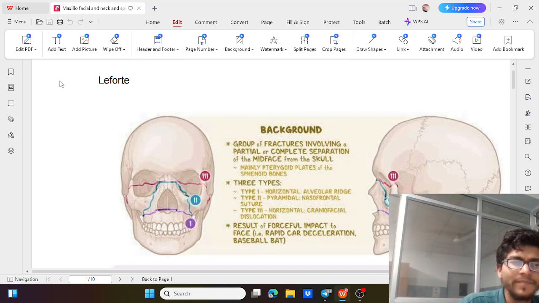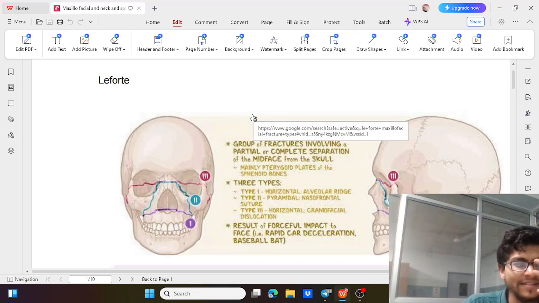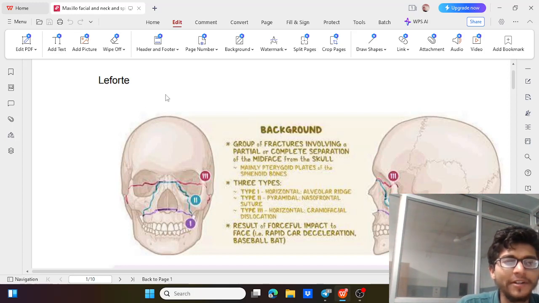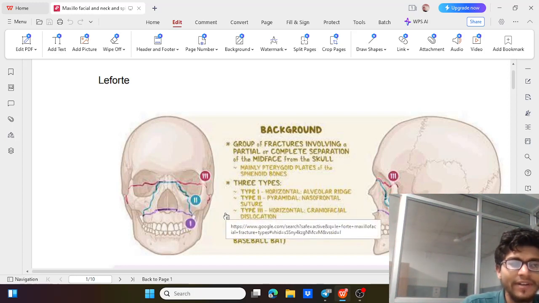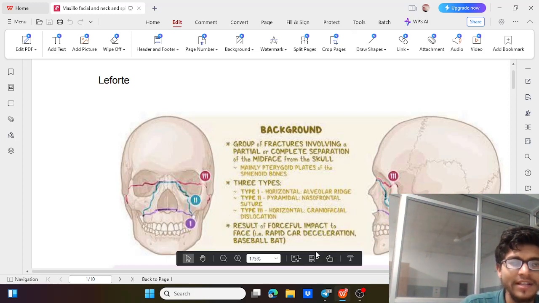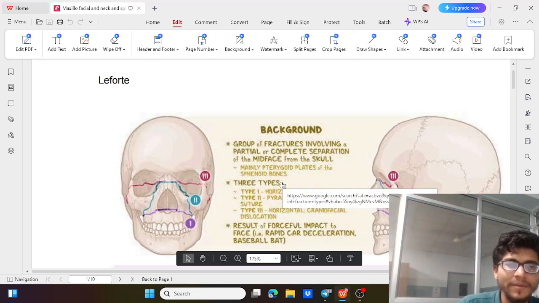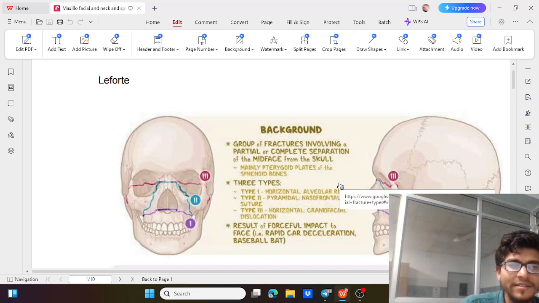So without further delay, let's get started. Maxillofacial injuries are injuries of the mid-face region involving the maxillary bone and the sphenoid bones, and they are classified on the basis of Le Fort fracture, which is divided into three types. These fractures are due to direct trauma on the face, due to rapid change in speed, or baseball or bat injury on the face. It results in separation of facial bones partially or completely in the mid-face region.